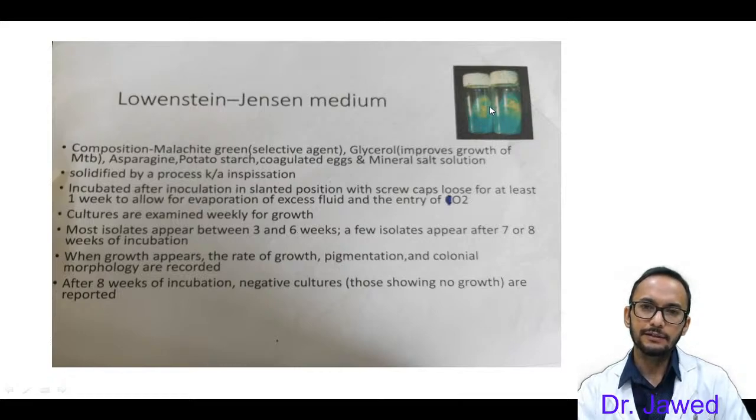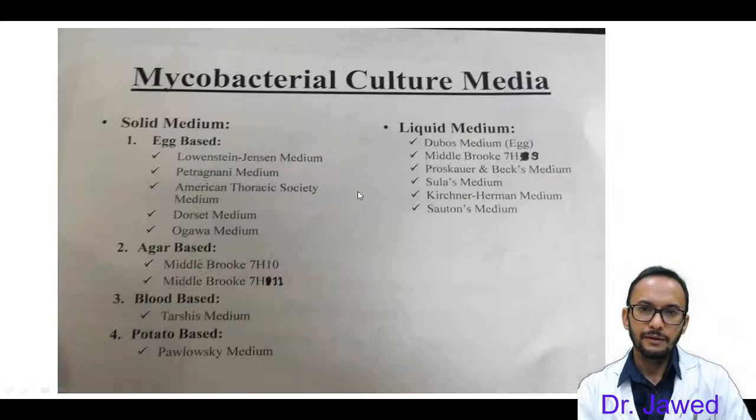Any growth, if present, will stand out, looking like rough buff-colored colonies. The malachite green gives a color contrast with the colony so that we can easily see the new growth, but its main function is to act as a selective agent by inhibiting other organisms. Other media used for mycobacterial culture are solid media like egg-based, which I have told you, Ogawa medium, and others such as agar-based, blood-based, potato-based, and lipid media.